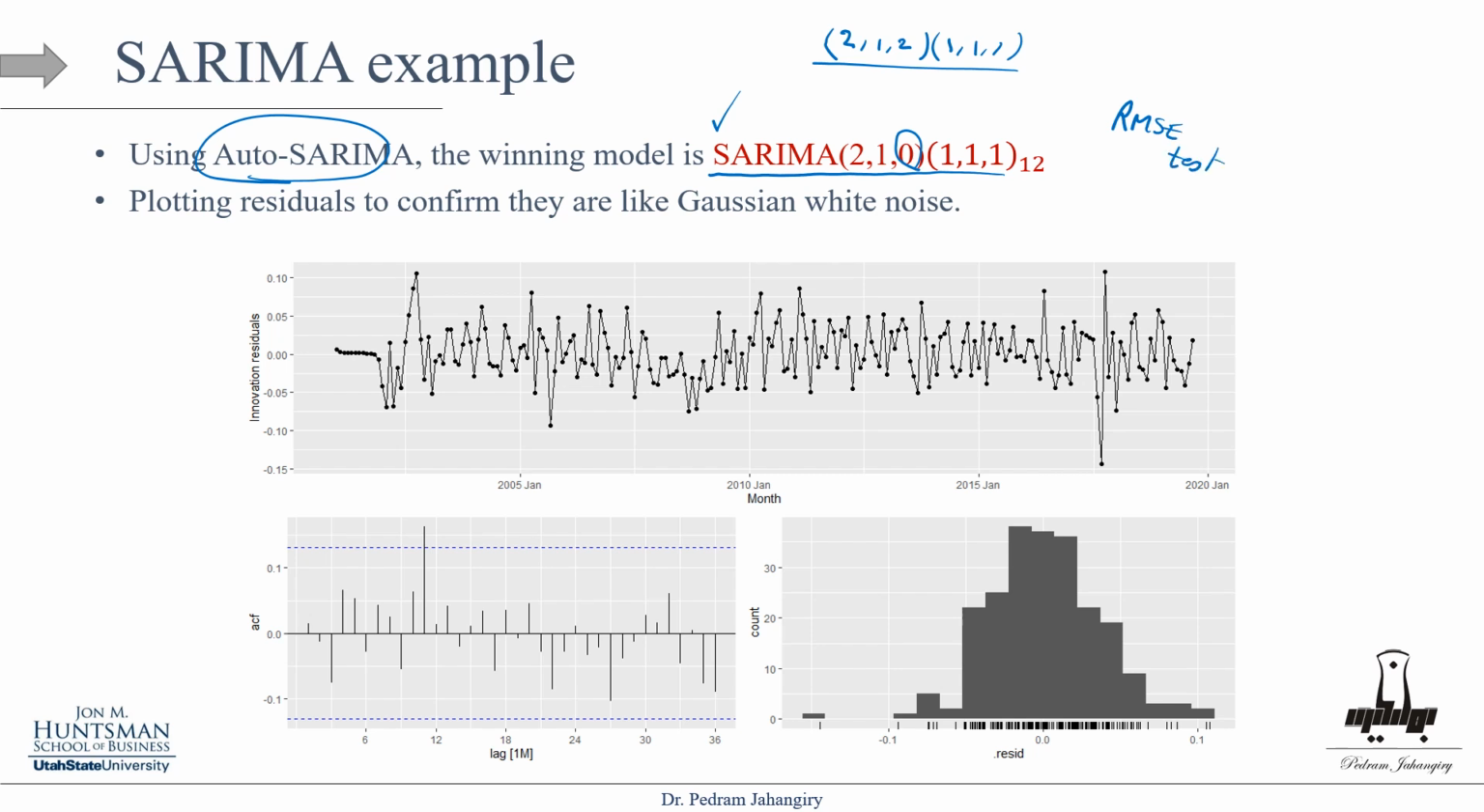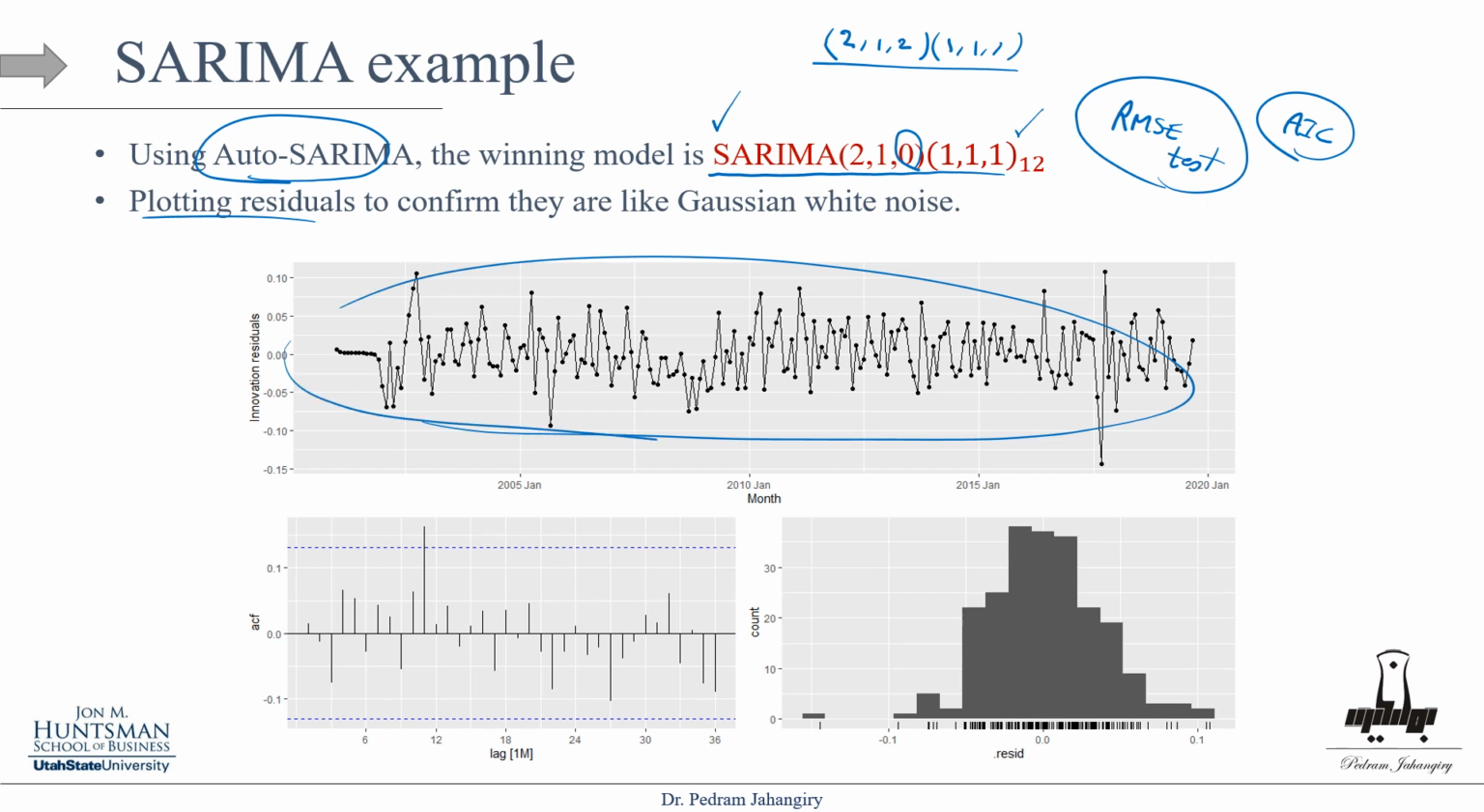So that can be the criteria. We can look at AIC as well, or again, corrected AIC or BIC. You get the idea. And now at the end of the day, let's say this is a winning model. I'm going to plot the residual for that winning model. And hopefully, for that residual, there's nothing left to be explained by the model.